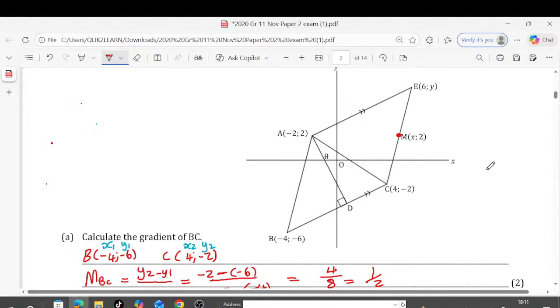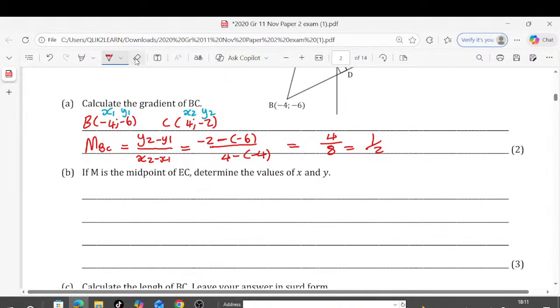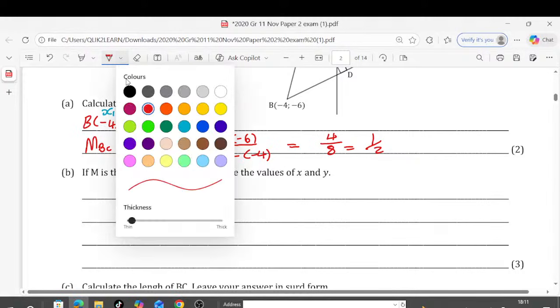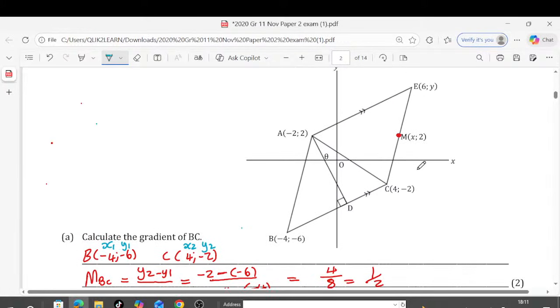Remember, if M is the midpoint, the formula that we use to find those, let me quickly write this down. To find the X value, we need to add our X1.